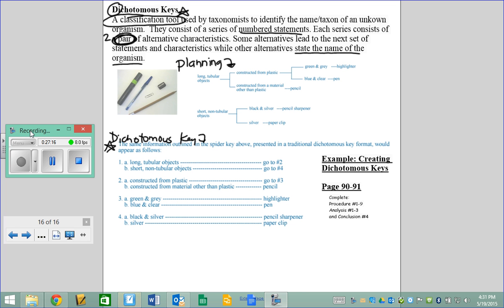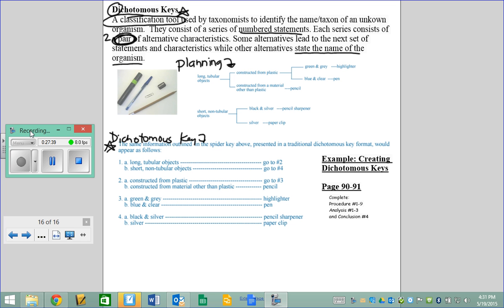Now this is another way of representing the dichotomous key. It's not quite as formal, and when I ask you to make a dichotomous key, please make one like is shown on the bottom, with a series of statements where there's always 2 choices for each statement. But sometimes it's good to plan out how your dichotomous key is going to work so that you know what is supposed to go in each statement.